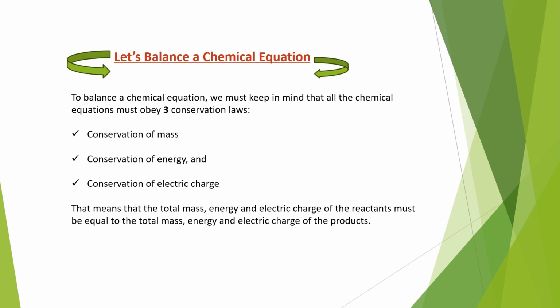Let's balance a chemical equation. To balance a chemical equation, we must keep in mind that all chemical equations must obey three conservation laws: conservation of mass, conservation of energy, and conservation of electric charge. That means that the total mass, energy, and electric charge of the reactants must be equal to the total mass, energy, and electric charge of the products.